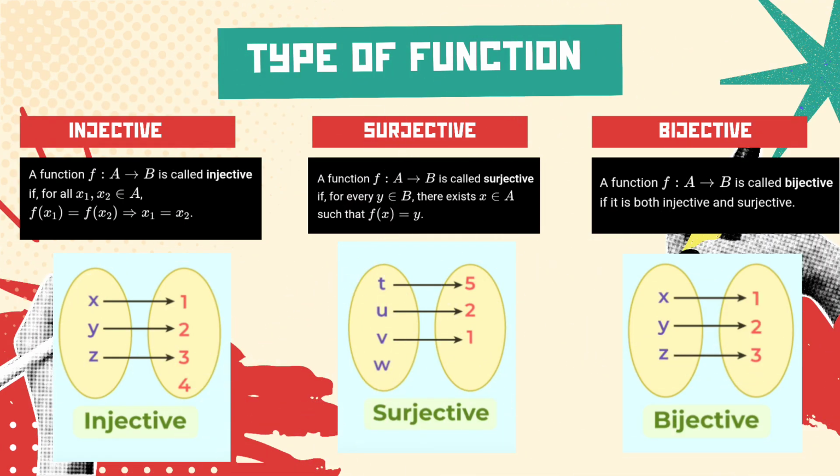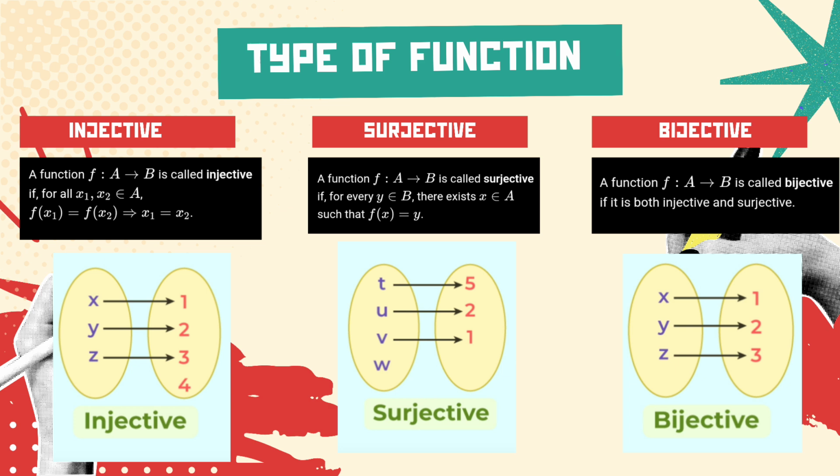There are many types of functions that we study in mathematics. One type is an injective function, or one-to-one function. This means that different inputs always give different outputs. For example, the function f(x) equals 3 times x is injective because if we choose two different numbers, their results will also be different.